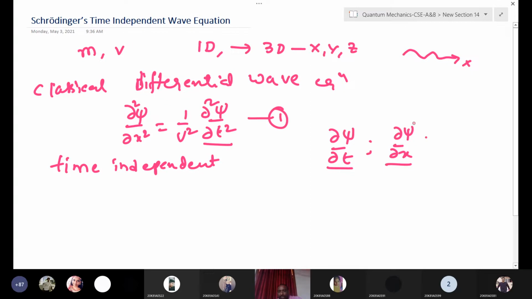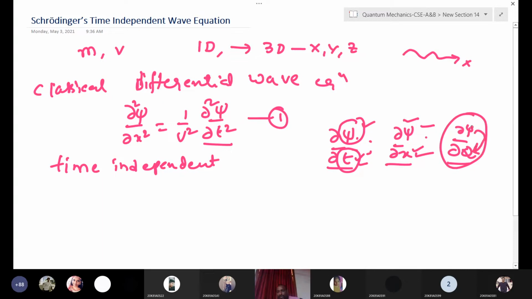So this wave function depends on the position coordinate and the time coordinate. It means this wave function changes with respect to time. If you change the time, the wave function also changes. If you change the position, the wave function also changes. That is the meaning of dou psi by dou x, or dou psi by dou y, or any component, whatever it is. The wave function depends on that coordinate, and if you change the coordinate, the wave function also changes.